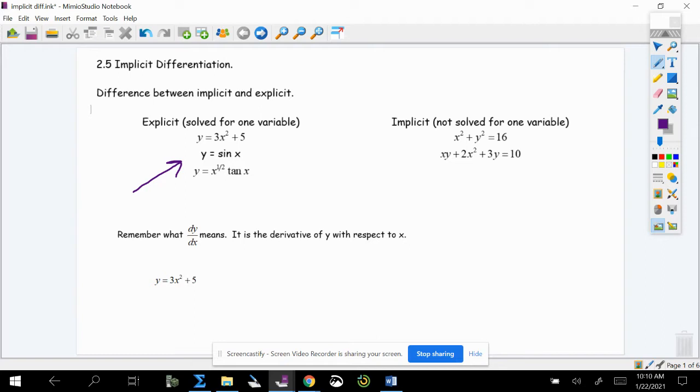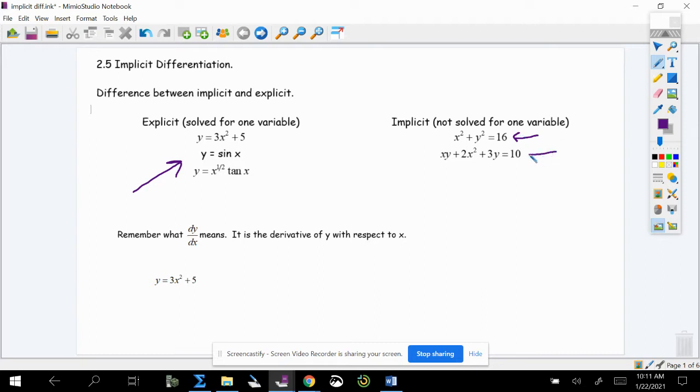You could look at anything we've been asked to derive over the course of the last week or so, and they have all been explicitly written functions. But there are functions and equations that are written without a variable being isolated. We call those implicit. Implicit equations do not have one variable that has been solved for. Some are very simple ones that you could solve for a variable using a little algebra.